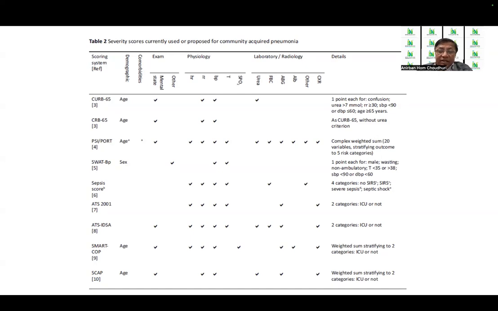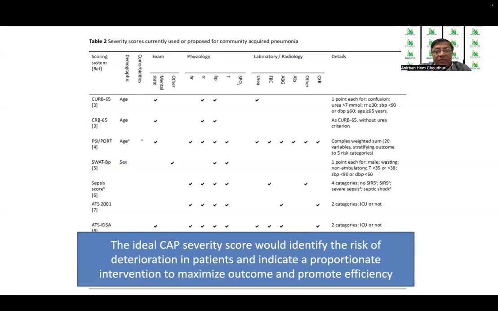So whenever we see these scoring systems, the ideal CAP severity score could identify the risk of deterioration in patients and indicate a proportionate intervention to maximize the outcome and promote efficiency. So in those patients who require early intervention, these patients are at increased risk of complications. So it is very important to identify deterioration at the earliest.